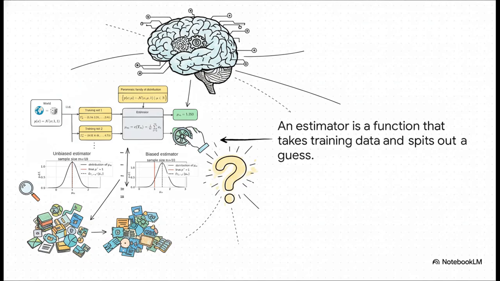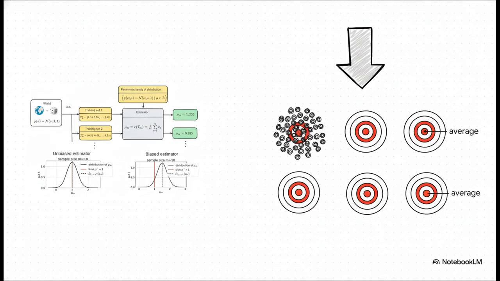An estimator is just the name we give to the function or the process we're using to make that guess. It takes our big pile of training data, crunches all the numbers, and then spits out an estimate for the true underlying parameters of our story. So a good estimator needs to have a couple of key qualities. First, it should be unbiased.